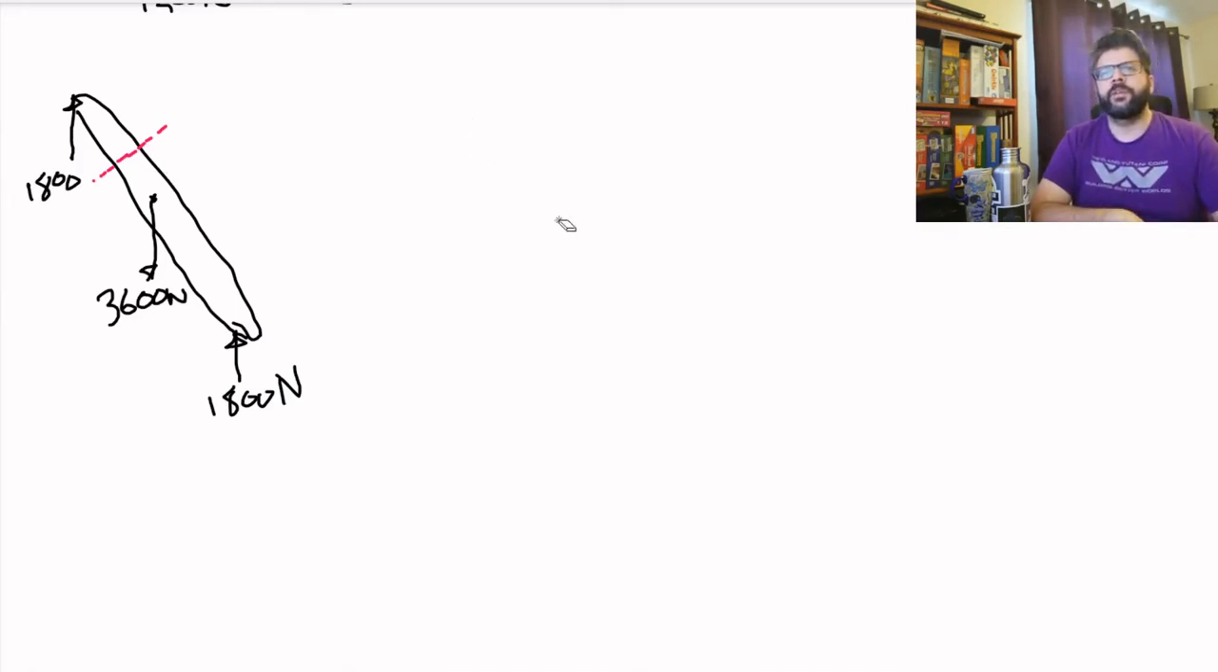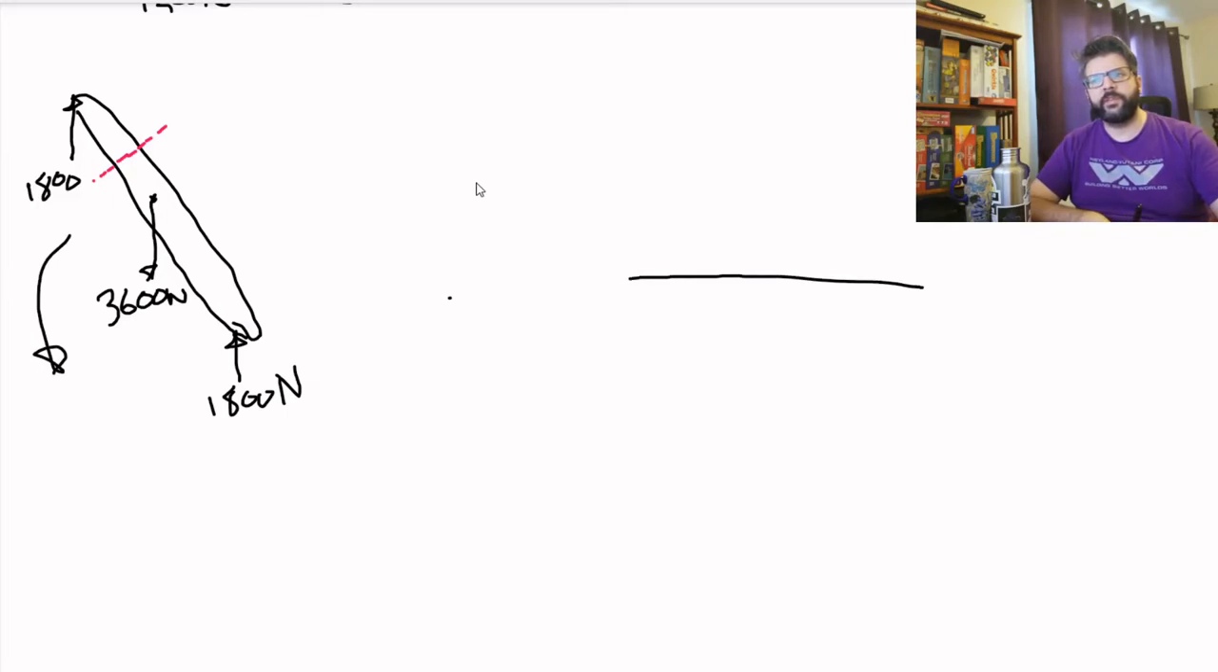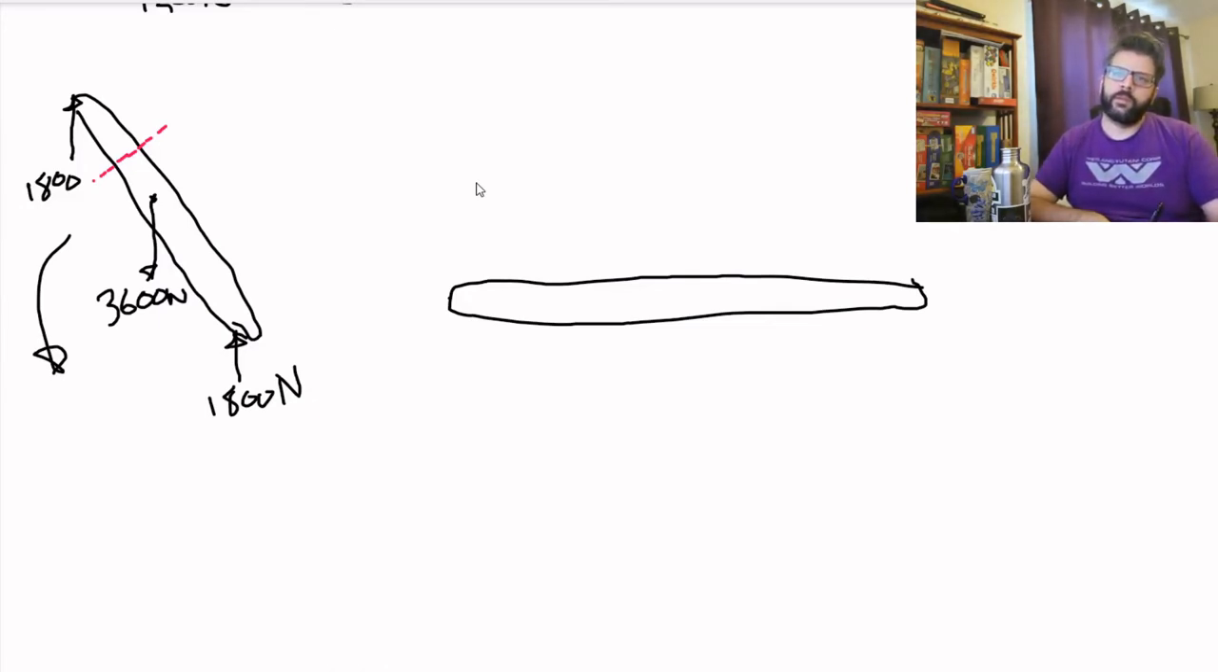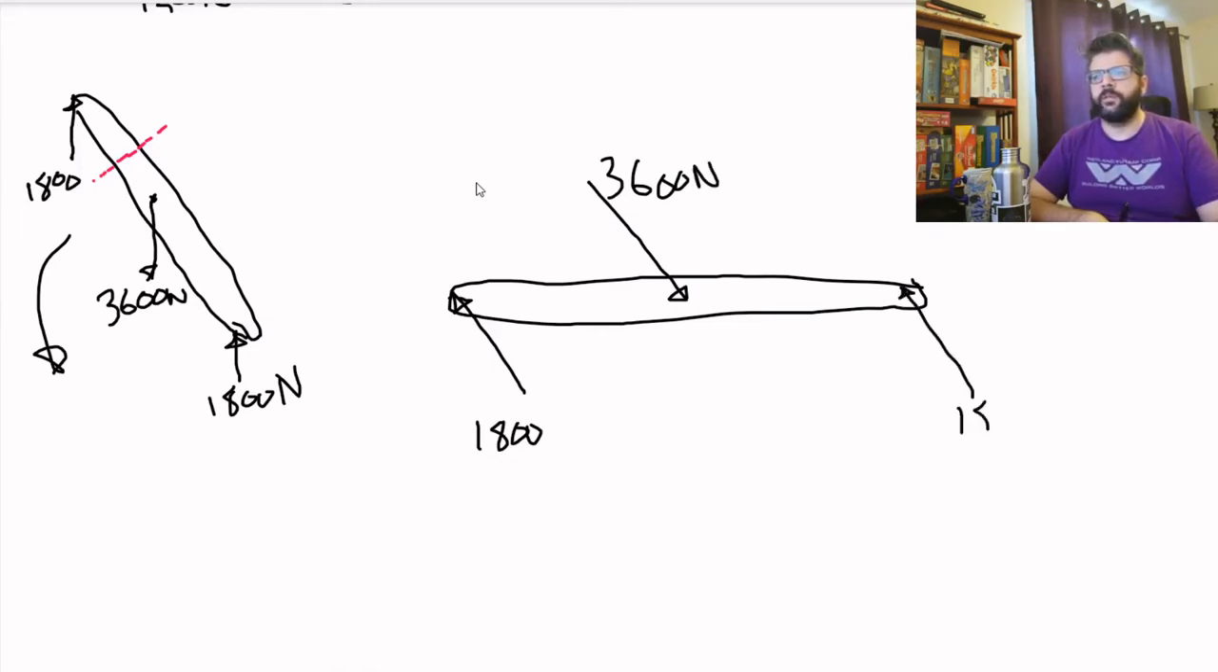So what we're going to have to do is reorient ourselves. If we just rotate our frame of reference such that we're looking at this thing laying down, we've got 1800 newtons going this way, 3600 newtons going this way, and we've got 1800 newtons going that way.